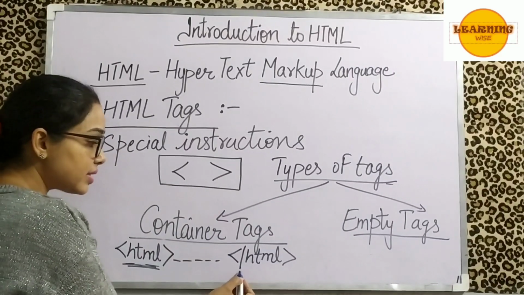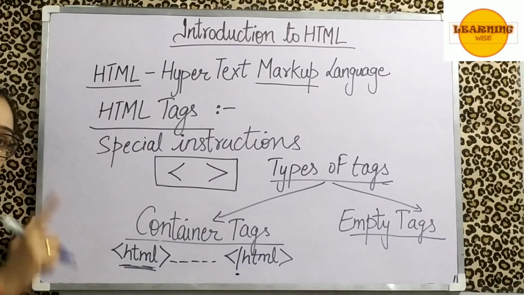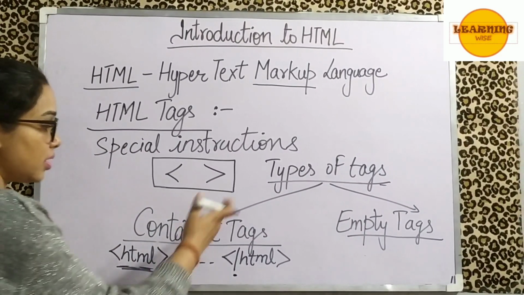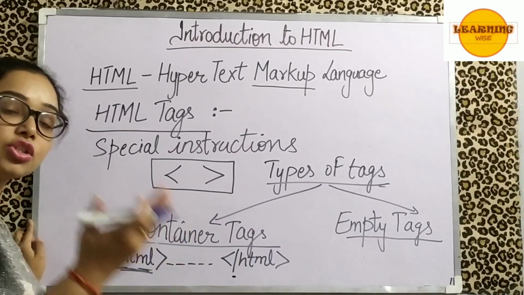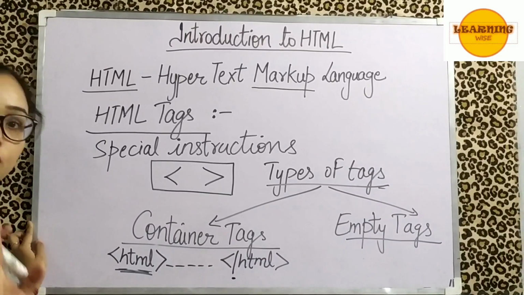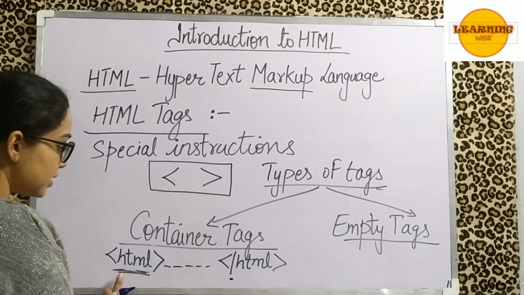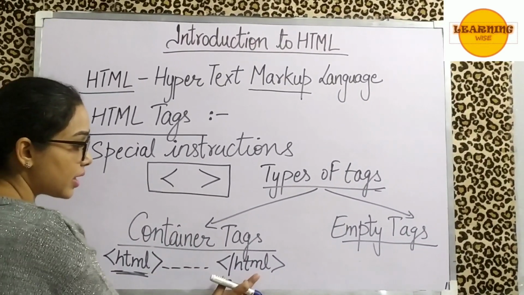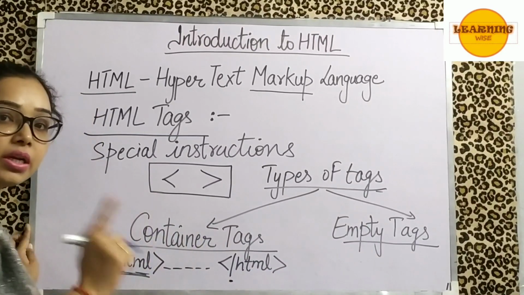Okay. And this is the closing. See, closing tag in HTML means it has to have this front slash, the forward slash. Okay. So when you mention the forward slash, it is the closing bracket. So as you can see, this tag has started and this tag has ended also. Hence it is a container tag.